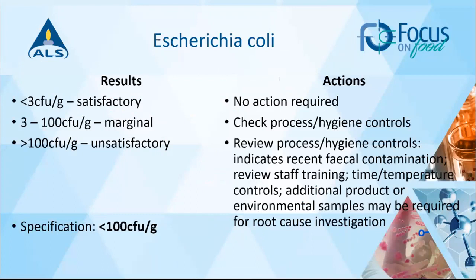Because of this, specifications for E. coli are very tight. They're a lot tighter than enteros, for example, and should be set at less than 100 CFUs per gram. Any out of specification results should be investigated as a matter of urgency, and this can involve, again, taking additional samples from either the final product or from the manufacturing environment.